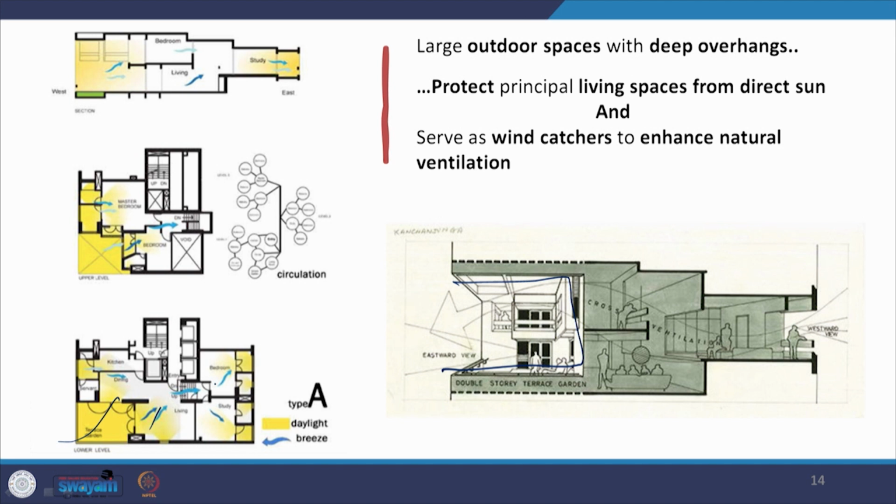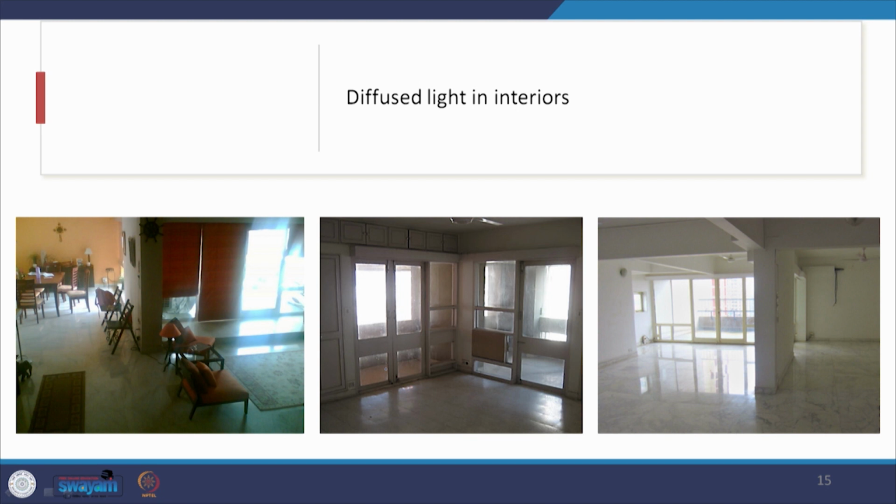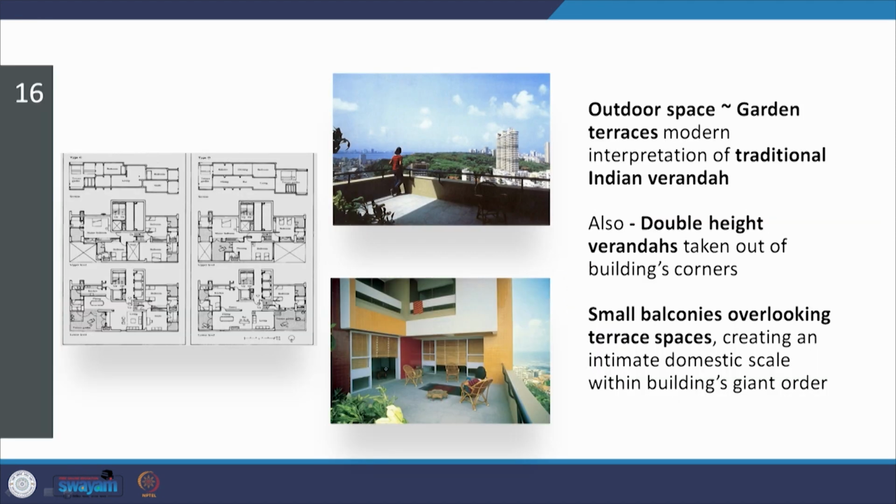And this entire volume, it also serves, like I said, as a wind catcher, capturing the wind and pushing it into the dwelling. And so when you look at the interiors, you find diffused lighting coming in the dining area, the living area, and the other spaces. The outdoor space then becomes a garden terrace or a terrace garden, which is a modern interpretation of the traditional Indian veranda. It's a double height veranda which has been taken out of the building corners.